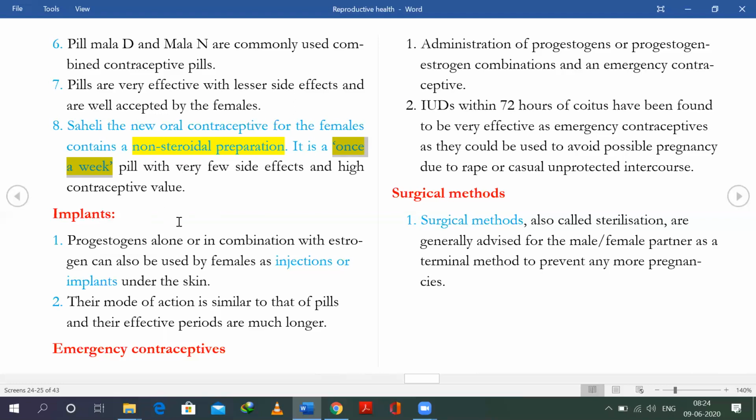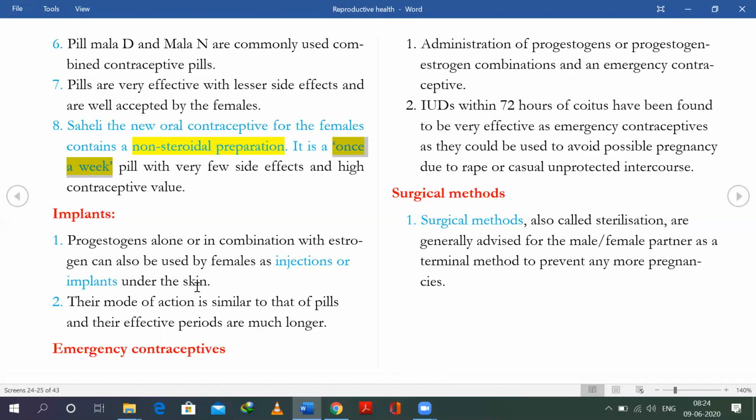Okay. Now the next kind of contraception that we have is the implants. The implants are the next sort of contraceptive methods that are available. So what do these implants contain? Same as pills, they also contain progesterone hormones and estrogens. The only difference is that instead of taking them orally, these hormones are implanted under the skin, most of the time under the arm.